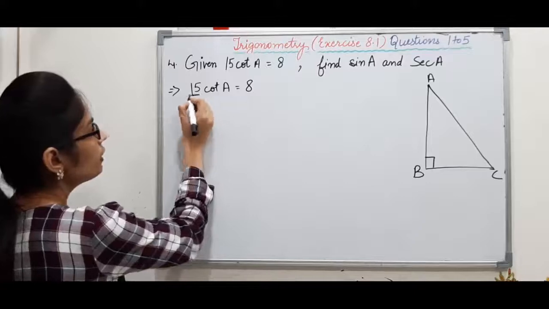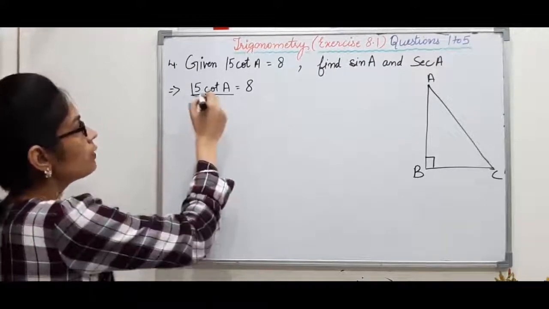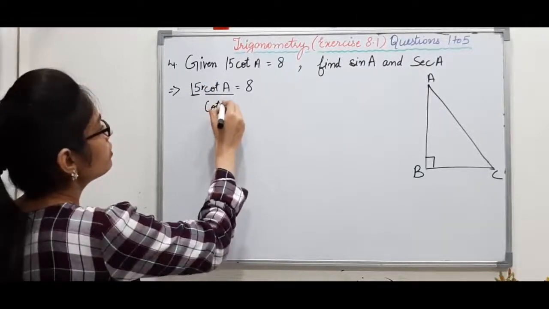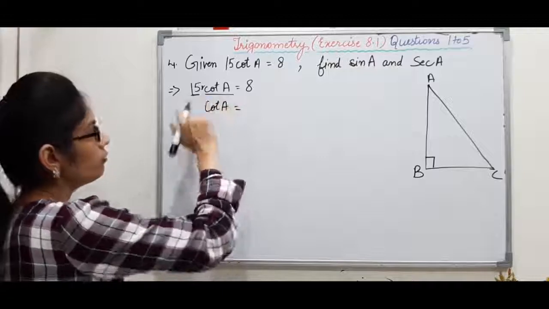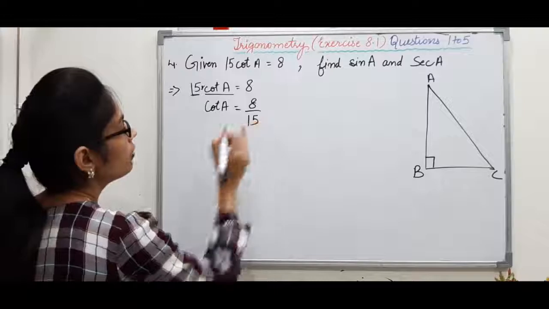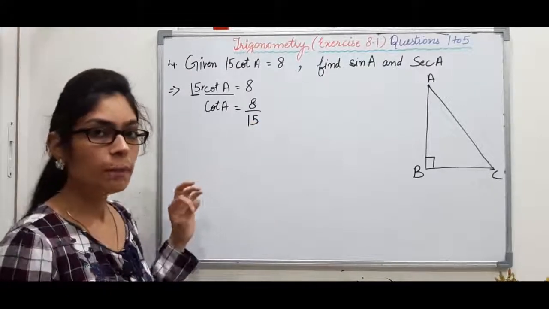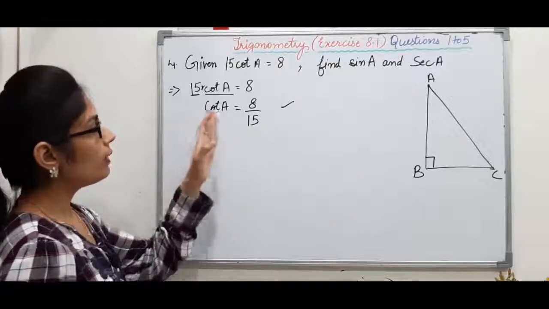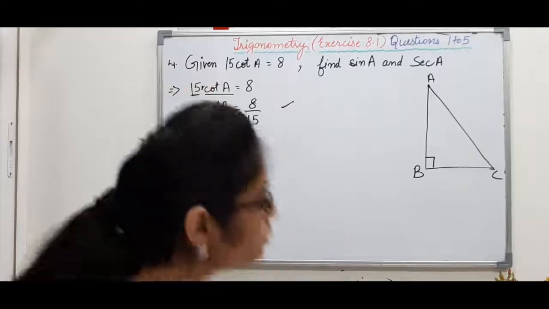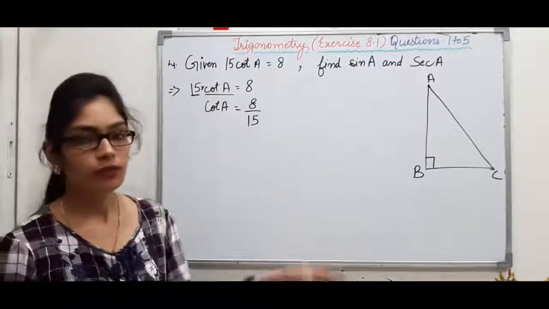See, this 15, it is getting multiplied with this cot. So these two terms are getting multiplied, so we'll change the side of 15. On changing the side it will get divided. So now we got, see, this form is same as the previous question. So cot A is equal to 8 by 15. Now ratio is given to us. So with the help of this ratio we can find the third side of the triangle.